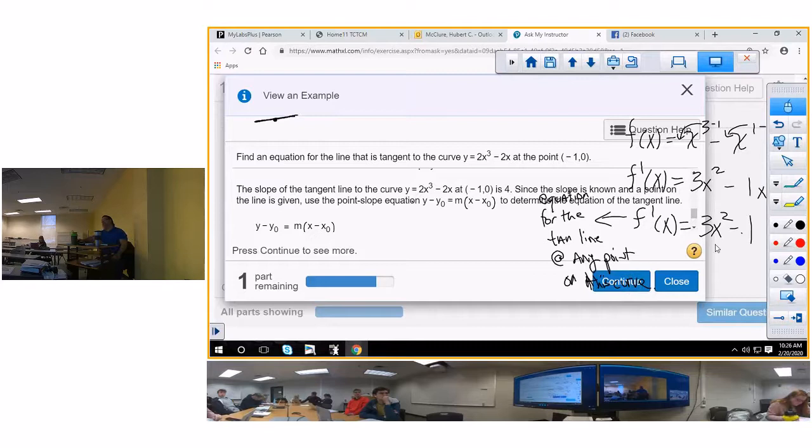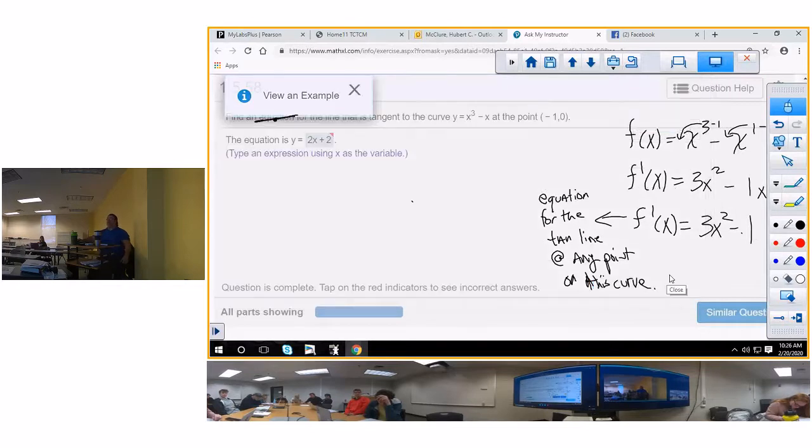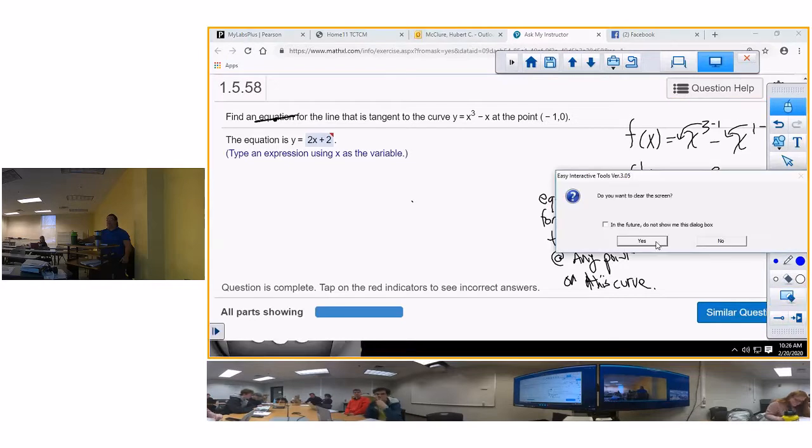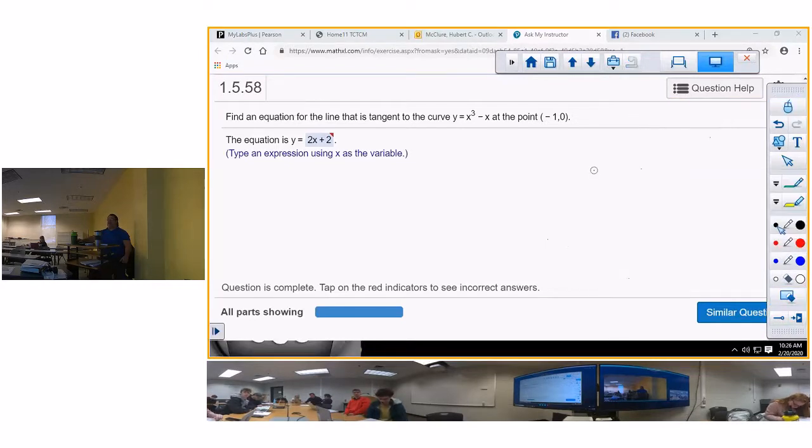What's the slope at -1? -1 squared is 1. 3 minus 1 is what? 2. So the slope is equal to 2. Okay, I see what they're asking, but the question doesn't say that. What the question should say is find the derivative, then find the equation of the line. That's what it should say.